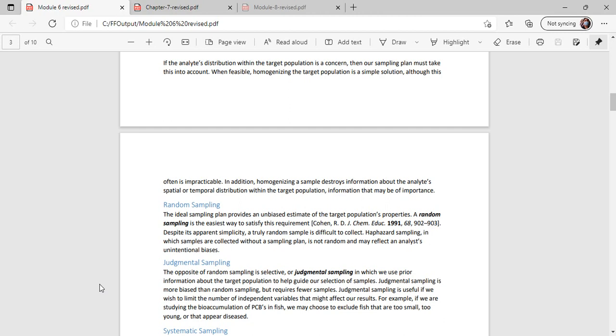Okay, now for random sampling. Random sampling is the ideal sampling plan and provides an unbiased estimate of your target population's property. A random sampling is the easiest way to satisfy the requirement. Despite its apparent simplicity, a truly random sample is difficult to collect. Haphazard sampling, in which samples are collected without a sampling plan, is not random and may reflect the analyst's unintentional biases.